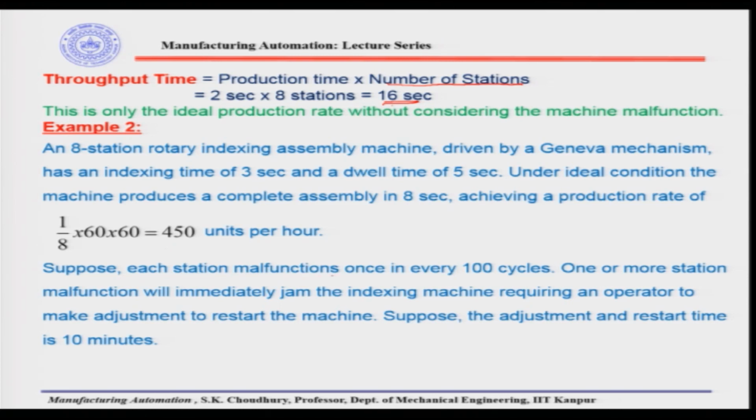Suppose each station malfunctions once in every 100 cycles. Let us assume one or more station malfunctions will immediately jam the indexing machine, requiring an operator to make adjustments to restart the machine. Suppose that adjustment and restarting takes about 10 minutes, okay. That is the TD, all right.